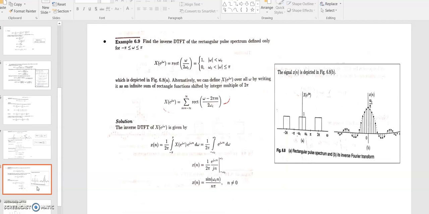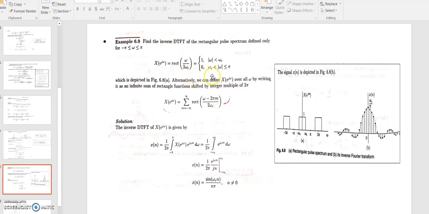In the next slide, you have a rectangular pulse. Here you do not have to calculate the discrete time Fourier transform. Here you have to calculate the inverse discrete time Fourier transform, right? Inverse discrete time Fourier transform means the function is given in the frequency domain. So first you have to understand this function.